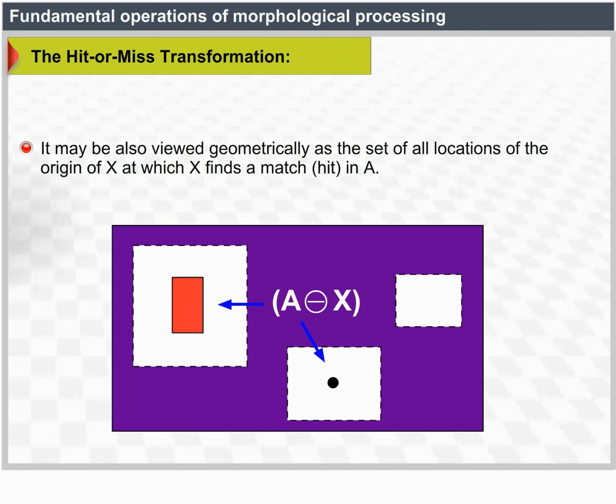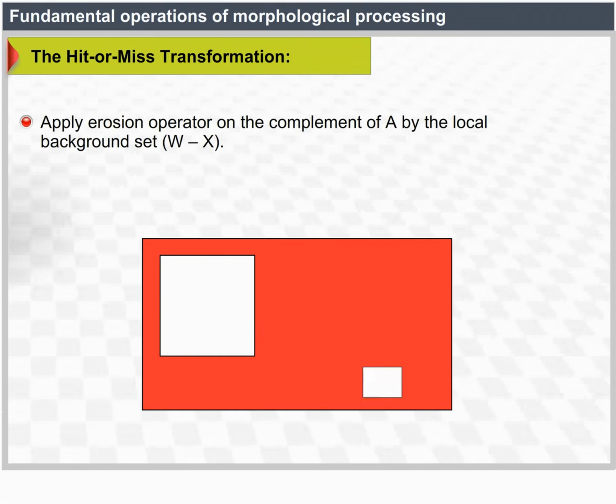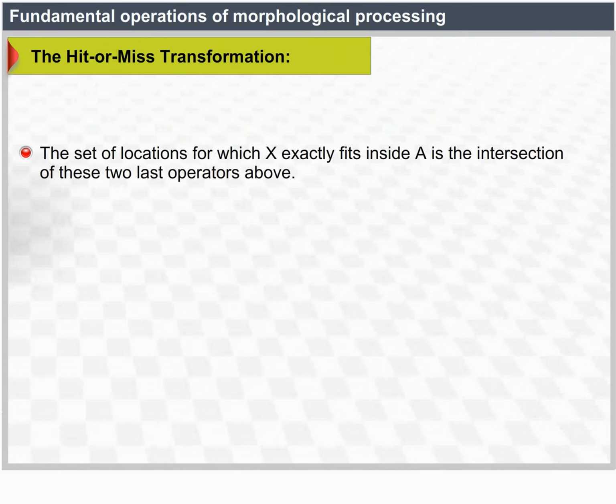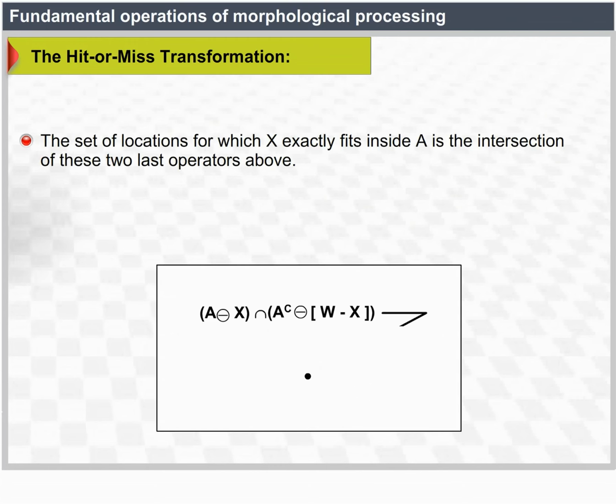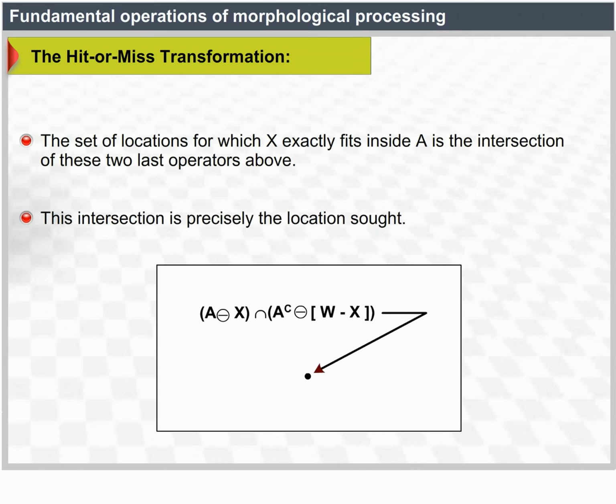It may be also viewed geometrically as a set of all locations of the origin of X at which X found a match or hit in A. Apply erosion operator on the complement of A by the local background set, W minus X. Notice that the set of locations for which X exactly fits inside A is the intersection of these two operators above. This intersection is precisely the location sought.